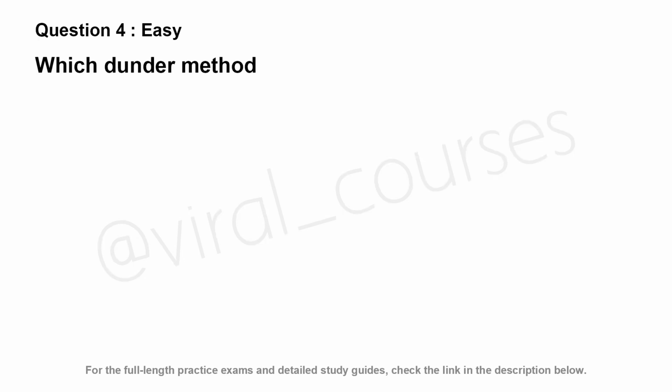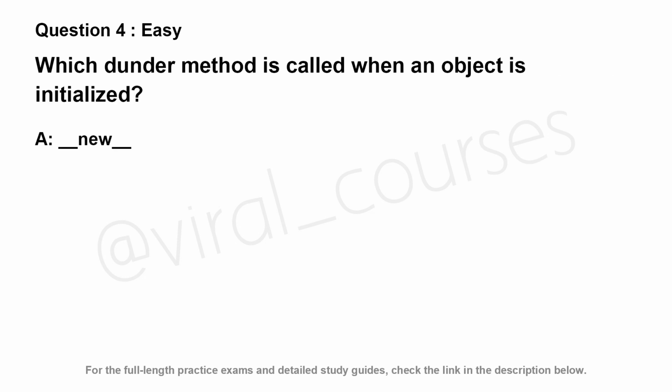Which dunder method is called when an object is initialized? Option A, __new__. Option B, __call__. Option C, __init__. Option D, __start__.